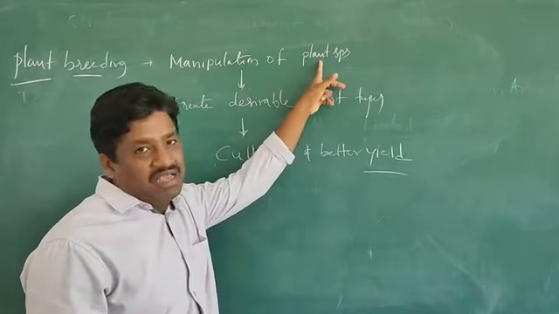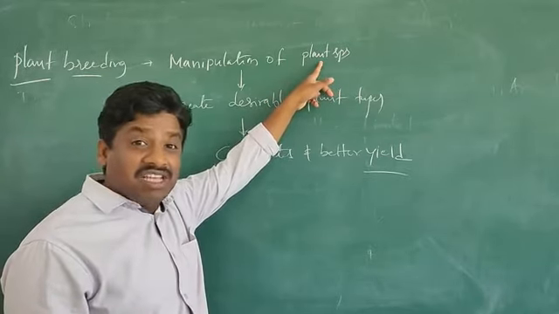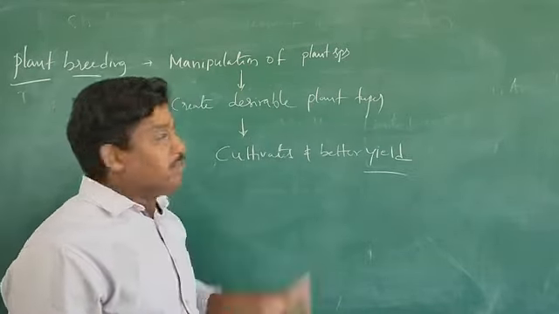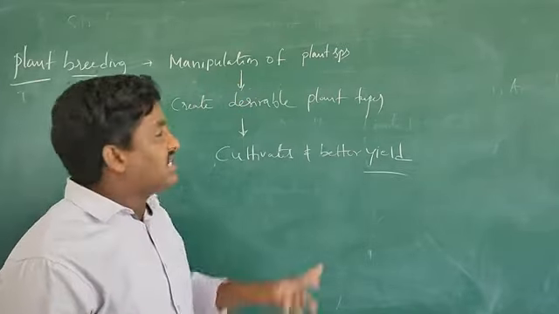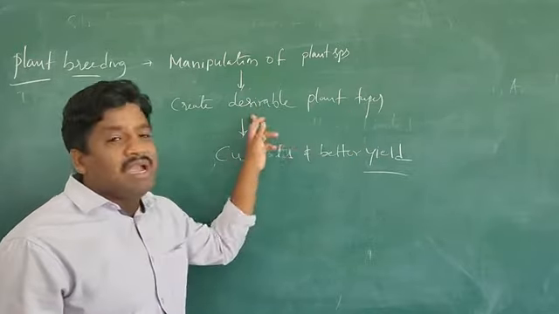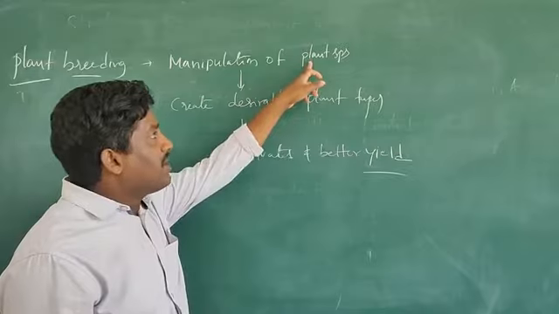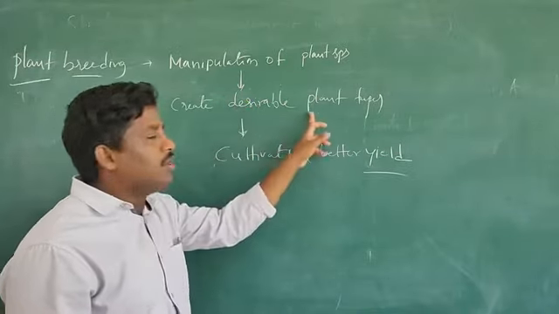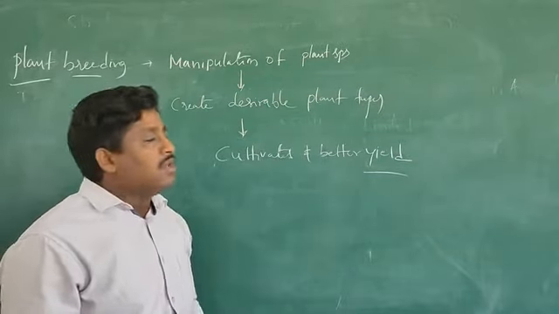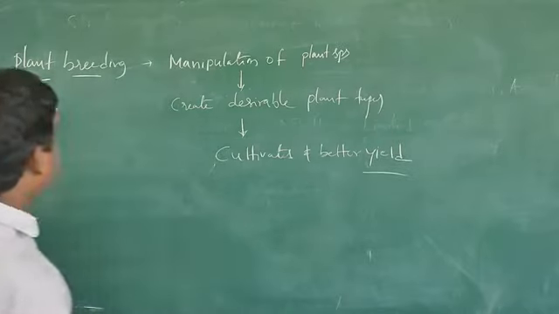In such a plant, the genes that produce yield are modified, that means manipulated, changed. As a result, a desirable plant type is formed. Desirable means it is efficient. A normal plant doesn't give better yield, so when this desirable character is introduced, it automatically increases the yield. Such plants are cultivated and give better yield. Such a technique we call plant breeding.